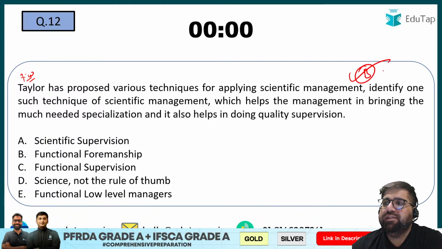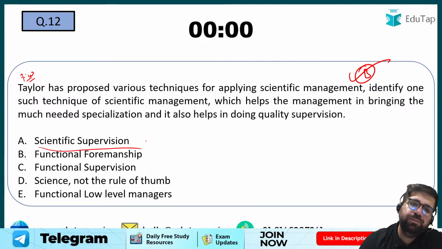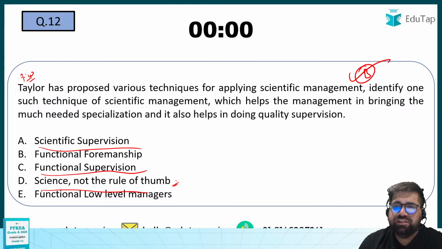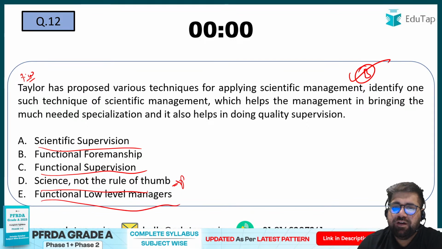Option number B is correct over here. Scientific supervision means nothing. Functional supervision means nothing. Science, I have explained to you, is a principle and not a technique. Functional low-level manager, this was all just given to confuse you.